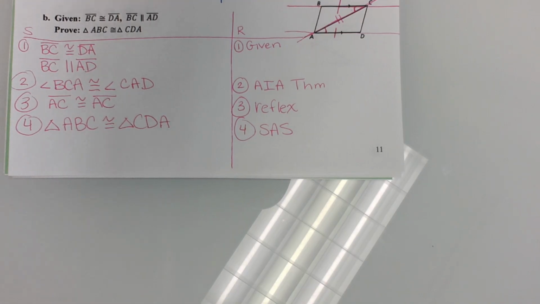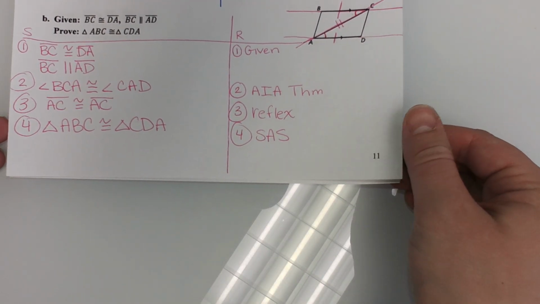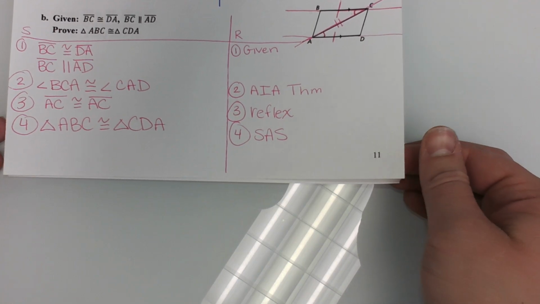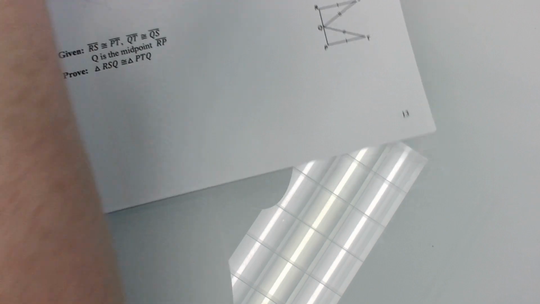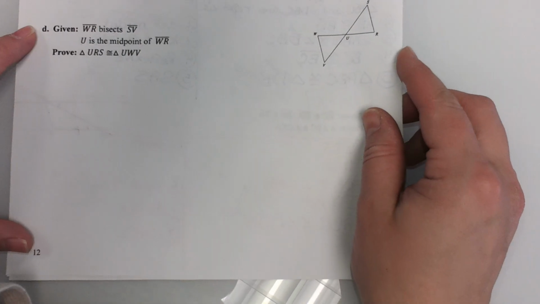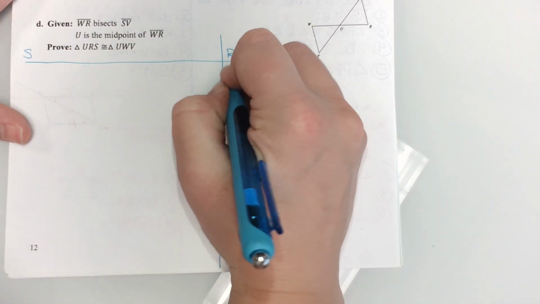Go ahead and flip the page. We're going to skip C, we're going to go down to D. Statements, reasons, start with my given.